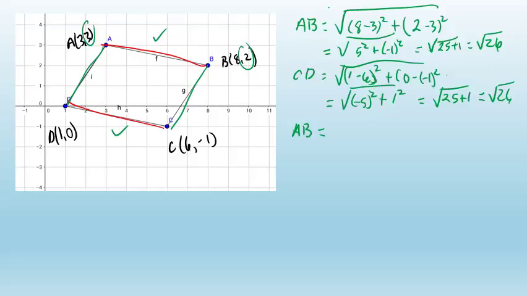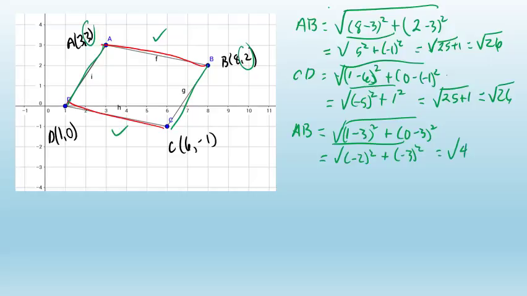All right, let's see. D will be my number 2s. So I got 1 minus 3 squared plus my y coordinates, 0 minus 3 squared. And let's see, 1 minus 3 is going to be this. We got the square root of negative 2 squared plus 0 minus 3, which is negative 3 squared. And so negative 2 squared is 4, and negative 3 squared is 9. And so we're looking at the square root of 13.